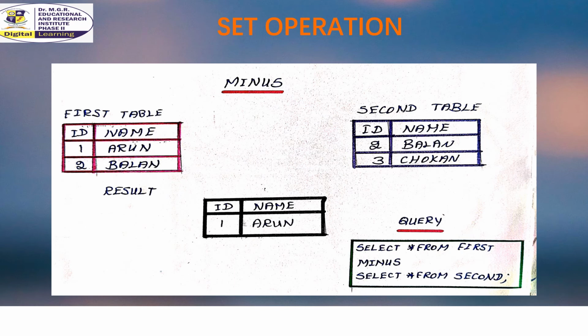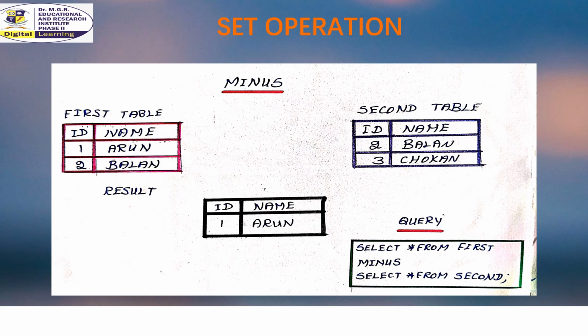Now let us take an example to explain the minus operation. In our example, we are using two tables, the first table and the second table. The first table has two columns, ID and name, and also the first table has two records, 1 Arun, 2 Balan. On the other hand, the second table also has two columns, ID and name, and it also has two records, 2 Balan, 3 Chokkan.